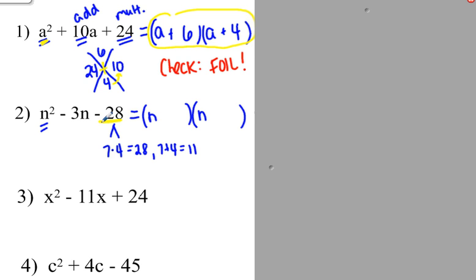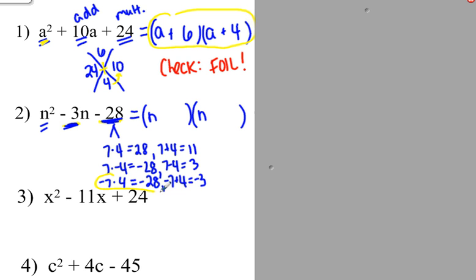We have a negative 28 and a negative 3. So we'll have to try something else, like 7 times negative 4. 7 times negative 4 is negative 28, which matches our problem. 7 minus 4 gives me a positive 3, which does not match my problem. So let's try something else, like negative 7 times positive 4, which still gives me negative 28. However, when I add them together, now I get negative 3.